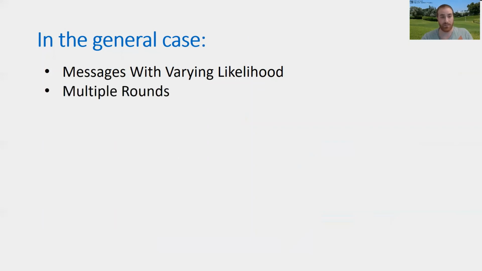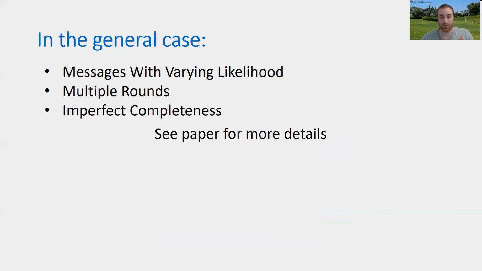In the general case, that we still haven't dealt with, we have messages with varying likelihood. We have multiple rounds. We have imperfect completeness. All of these things have to be dealt with for general interactive proofs. And this is done in the paper. So if you're interested, see the paper for more details.